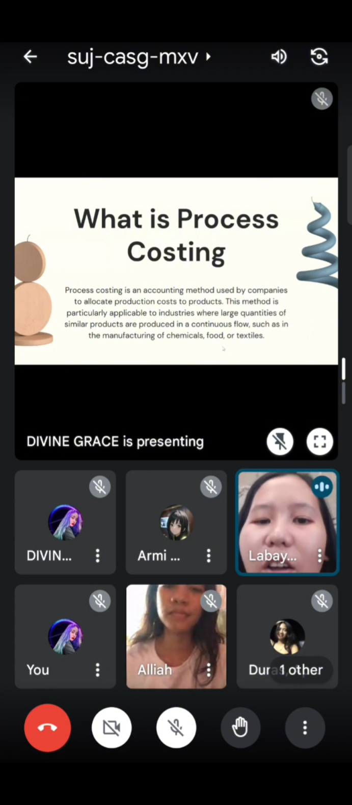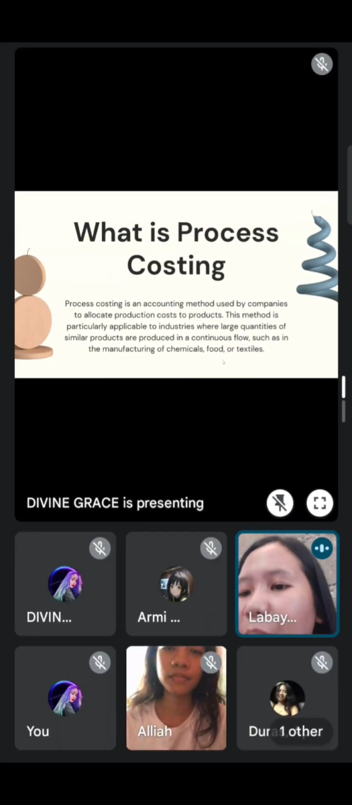So, what is process costing? Process costing is an accounting method used by companies to allocate production costs to products. This method is particularly applicable to industries where large quantities of similar products are produced in a continuous flow, such as in the manufacturing of chemicals, foods, or textile. Process costing provides companies with a systematic way to track and allocate costs in industries with continuous production processes, contributing to better cost control and financial report.